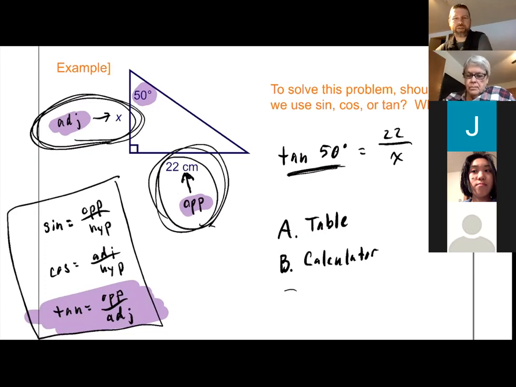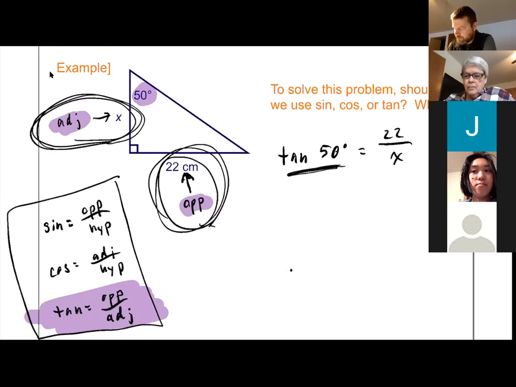All right, most people are saying the table. If you like the table, that's just fine. You can use the table. Some people are saying the calculator. If you like a calculator, that's just fine. You can use a calculator. Since most people in this class said the table, that's how I'm gonna do it. So I'm looking for the tangent of 50 degrees, and I'm gonna use it with the table.